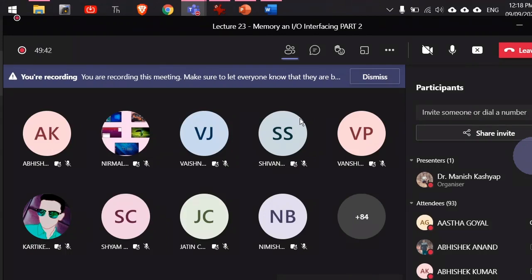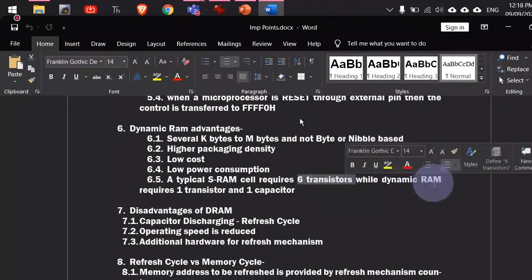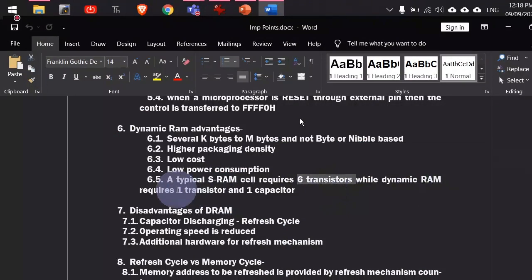So to be able to manufacture a static RAM, it requires six transistors, while for dynamic RAM, you need only one transistor and one capacitor, right? So which is a better choice, six transistors or one transistor and one capacitor?